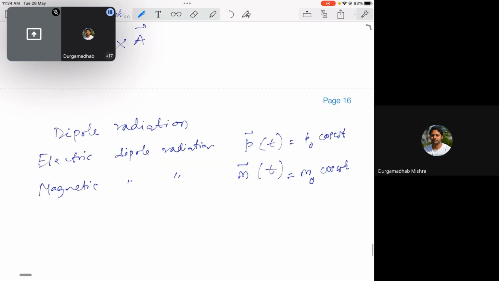And what is p naught? p naught is equal to the charge distribution. So if I say this is plus q, this is minus q, separated by a distance d.